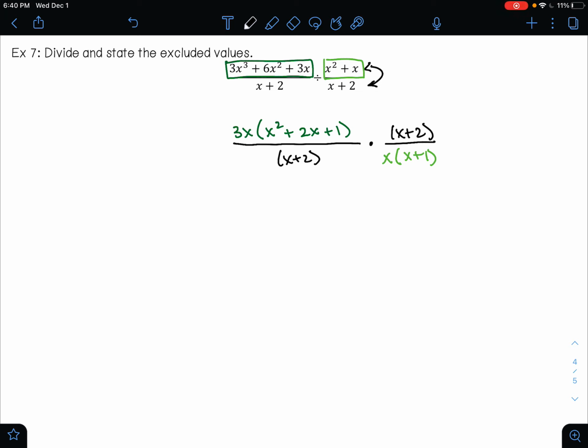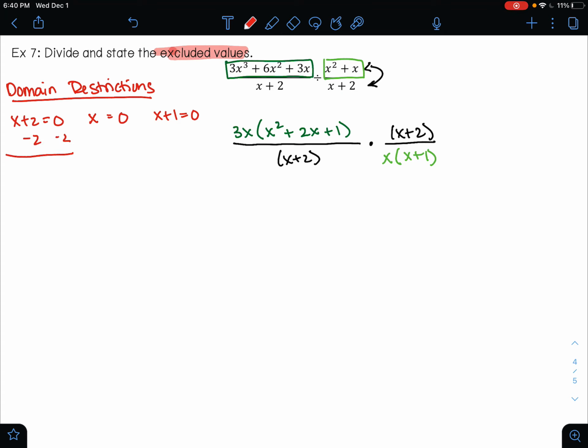My denominator is factored completely, so this is a good time to find my excluded values. Again, your excluded values are the same thing as your domain restrictions. And so I'm going to set each factor equal to 0 and solve. To undo addition, I'll do subtraction and get x equals negative 2. Here, x equals 0 is already solved for. And for this last one, I'll get x equals negative 1. So my domain is going to be all values of x such that x does not equal negative 2, 0, or negative 1.